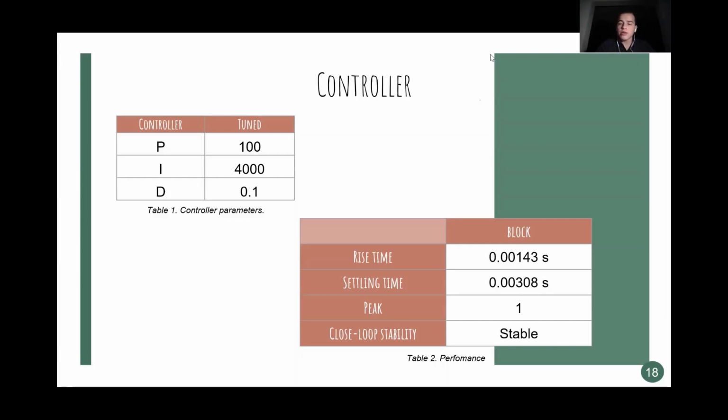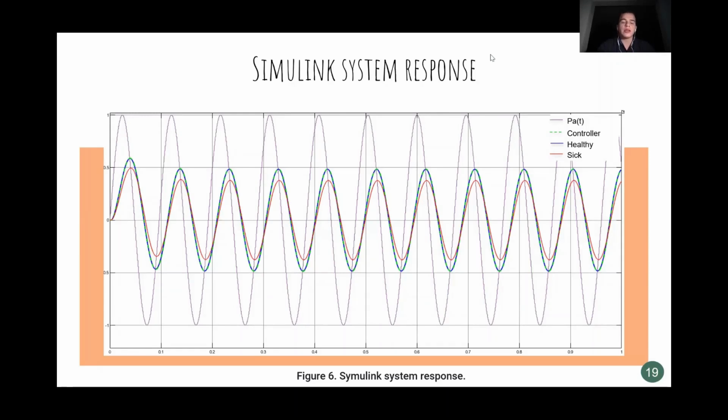Based on these values, we obtained the parameters I'll be telling you about in table 2. The rise time we obtained was 0.00143 seconds. The settling time was 0.00308 seconds. The peak stayed at 1 volt. This means that it didn't have an overshoot, and that's good. The closed loop stability was stable, which means it's great. It was a great answer.